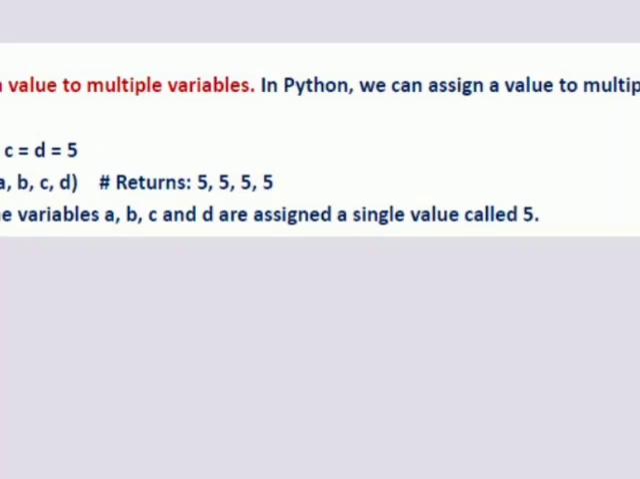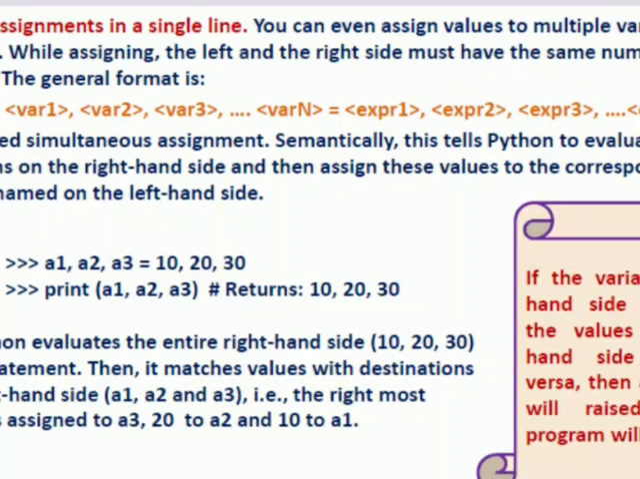And what is the syntax for it? A is equal to B is equal to C is equal to D is equal to 5. So whatever value you are giving in the end will be assigned to all the variables. So when we print A, B, C, D, all 4 times the 5 will be printed. Python allows multiple assignments in a single line.